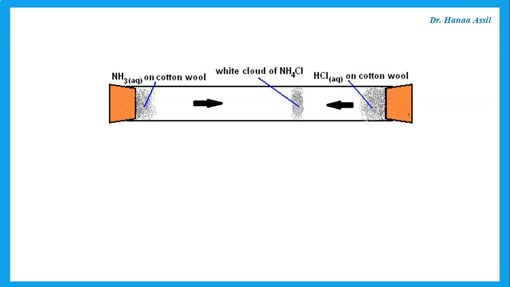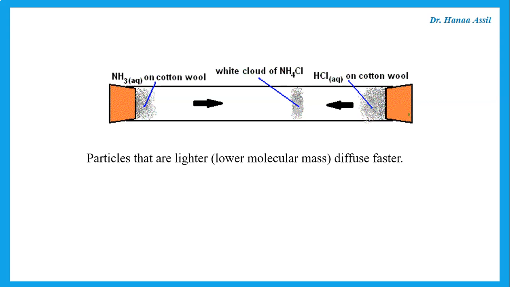That depends on how fast the particles are diffusing, and we should know that particles that are lighter, with lower molecular mass, diffuse faster. In this case, if you determine the molecular mass of ammonia and the molecular mass of HCl, ammonia is lighter, with lower molecular mass, so its particles diffuse faster, so the particles of the ammonia meet with the HCl nearer to the HCl. Now, when ammonia reacts with HCl, it forms a white cloud of ammonium chloride.